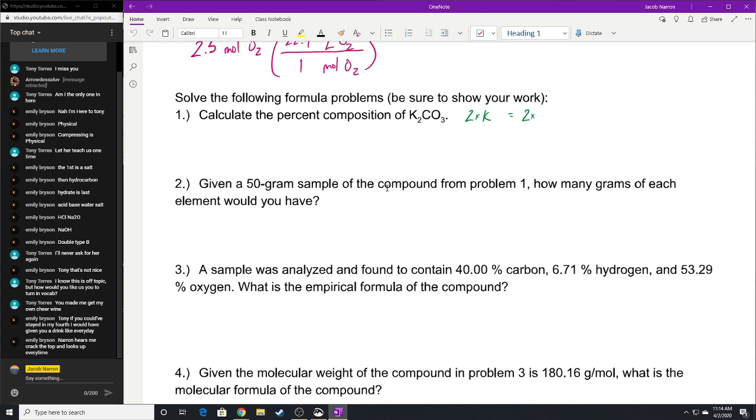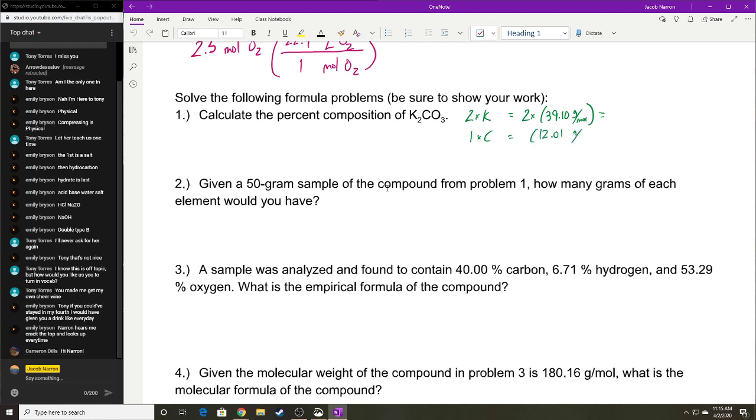Let me go back to the periodic table. 39.10. Okay, this is grams per mole. And I'm also going to have 1 carbon. So this is just going to be equal to 12.01. And then I'm going to have 3 oxygens. I think it ends up equaling 48, but I don't remember. Yeah, it is. Alright, 48 grams per mole. Oh, I forgot potassium. 2 times 39.10. This is going to make sense here in a second.